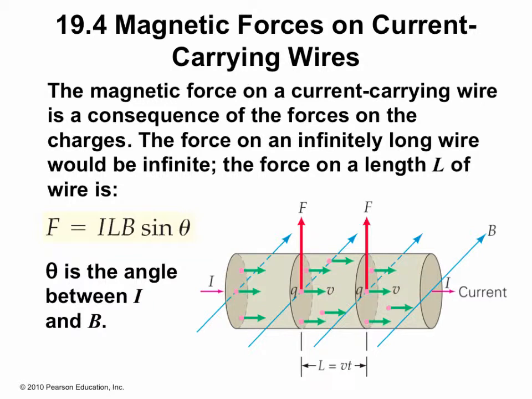So the magnetic force on a current carrying wire is a consequence of the forces on the charges. And we'll talk about this in a couple of slides. All electrons have spin up or spin down, which is kind of like a magnetic charge, which is why there's this relationship between electricity and magnetism.